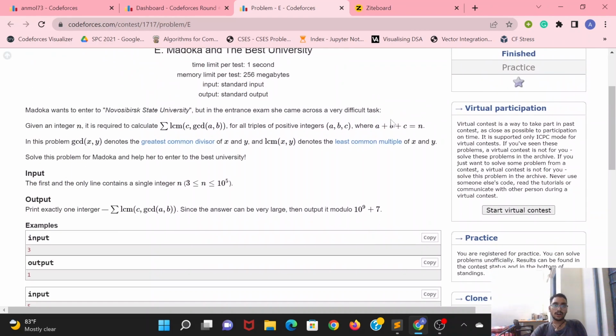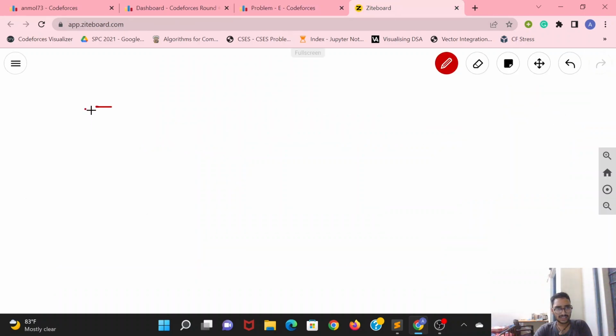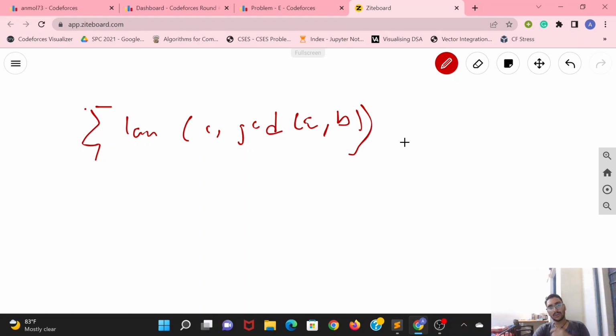So the thing which has been given out here is that a plus b plus c is n, and you're supposed to find the sum of all these possibilities of LCM of c comma GCD of a b. So you want the sum of LCM of c comma GCD of a b, and a plus b plus c is n.